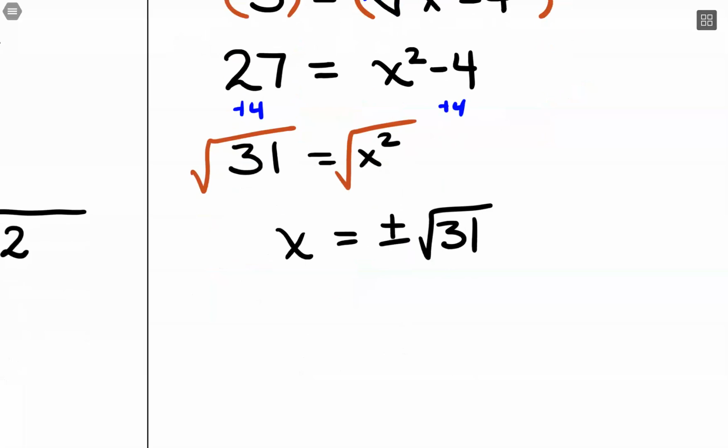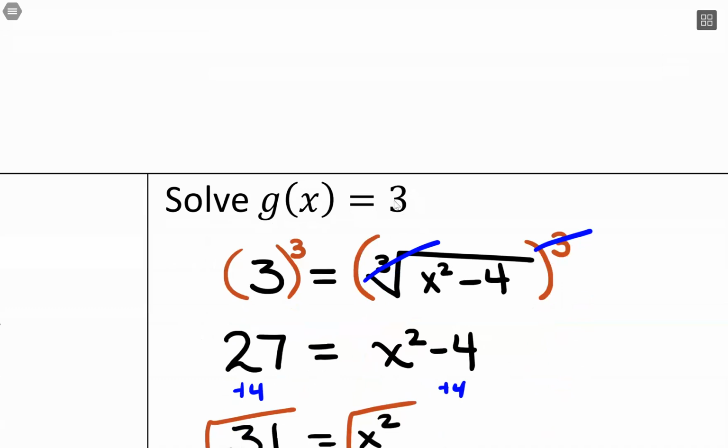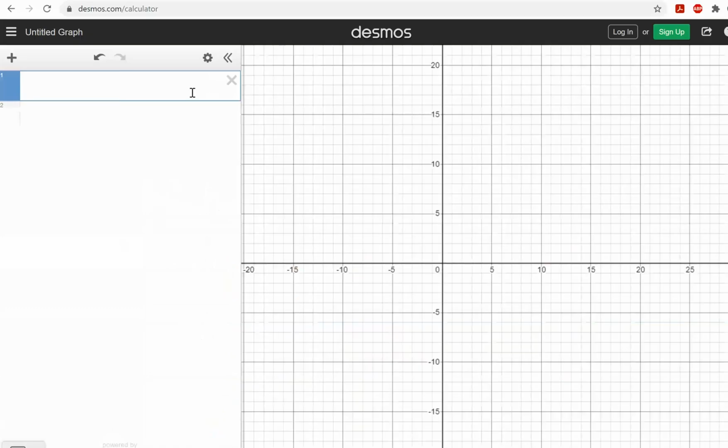Now with this one, I'm going to check in Desmos. I'm going to check the graph. So what I am going to use though is, I'm going to get an estimate for square root of 31 here, which is about plus or minus 5.57. So I'm just going to keep that in mind as I go to the graph. So what I want to do is look for an intersection point between this line at 3 and this cube root function. So let's see what's going on here.